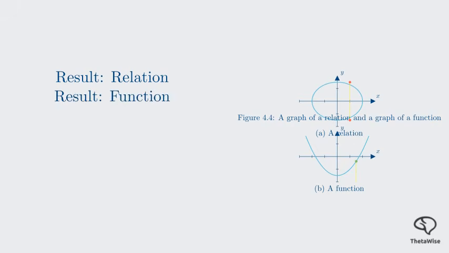The key takeaway is the vertical line test. In this scene, we've distinguished between relations and functions and learned the vertical line test. This is a powerful tool to quickly determine if any graph represents a function. The main point is that a function can't have one x value producing multiple y values.